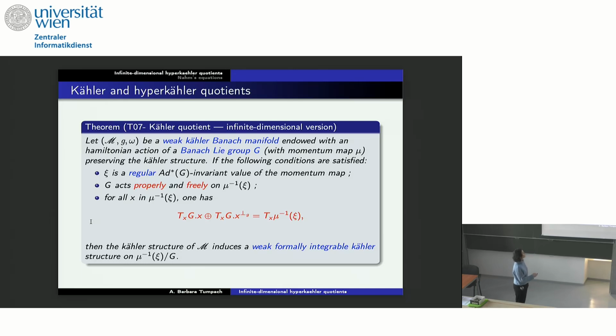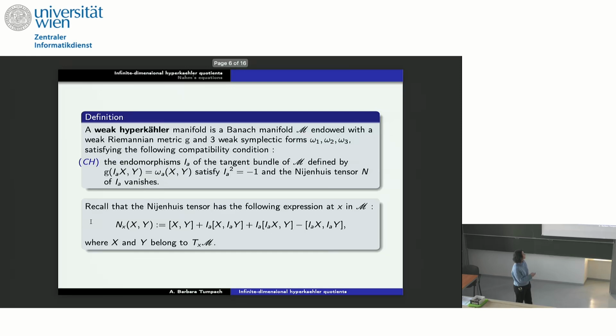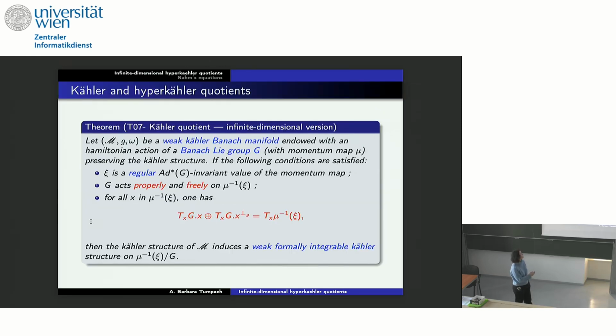And then you add a condition which is really related to the fact that the symplectic orthogonal to the symplectic orthogonal of some space may not be the same. Here, in this context, you ask for decomposition of the tangent space of the level set of the moment map into two pieces. One is the tangent to the orbit of the group, and here you have the orthogonal with respect to the Riemannian metric. And recall that the Riemannian metric is only weak, so this is not automatic. This kind of decomposition is absolutely not automatic. But if you have this, and you are in this context where the group action is nice, then you induce a weakly formally integrable Kähler structure on the quotient space.